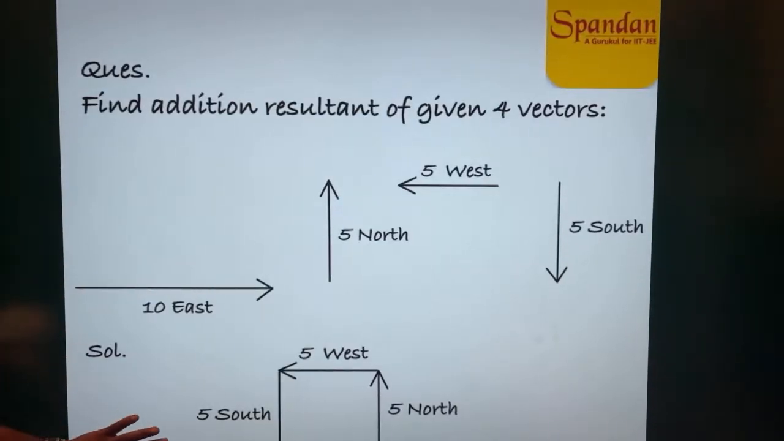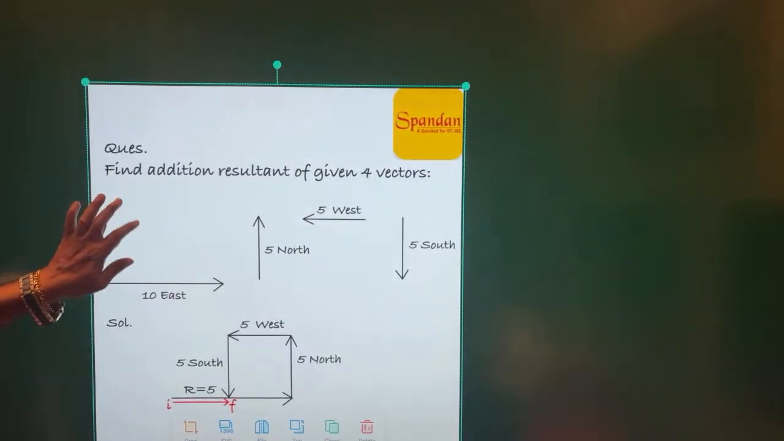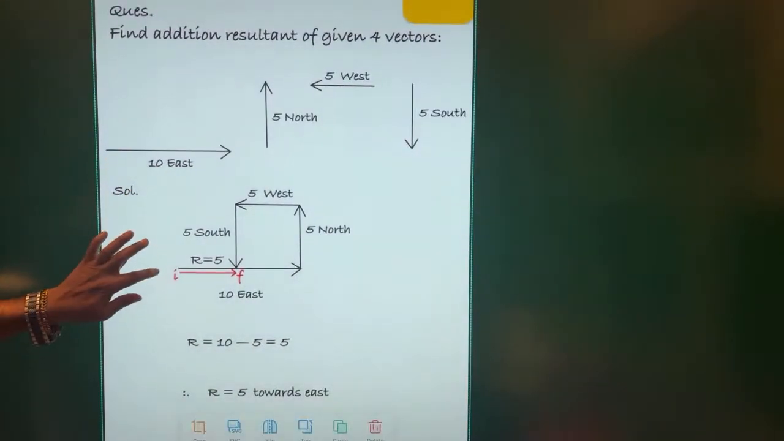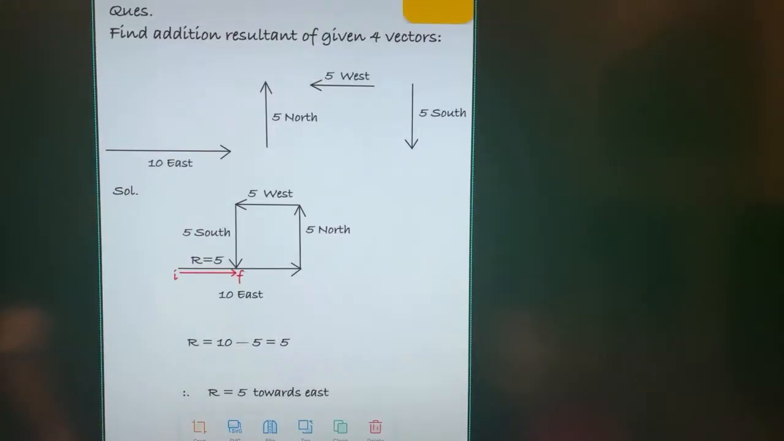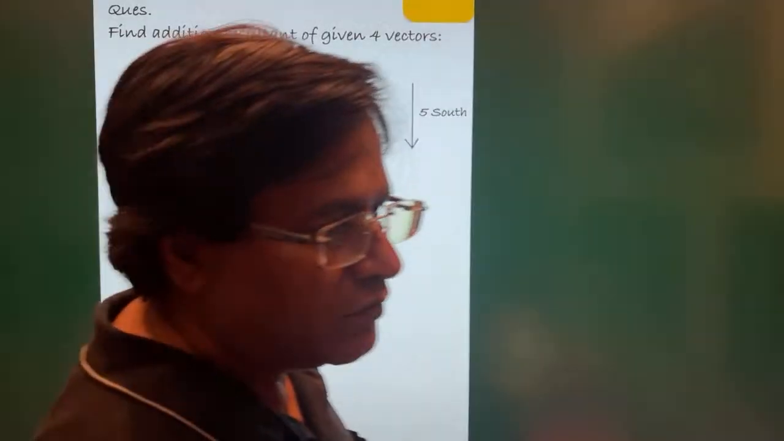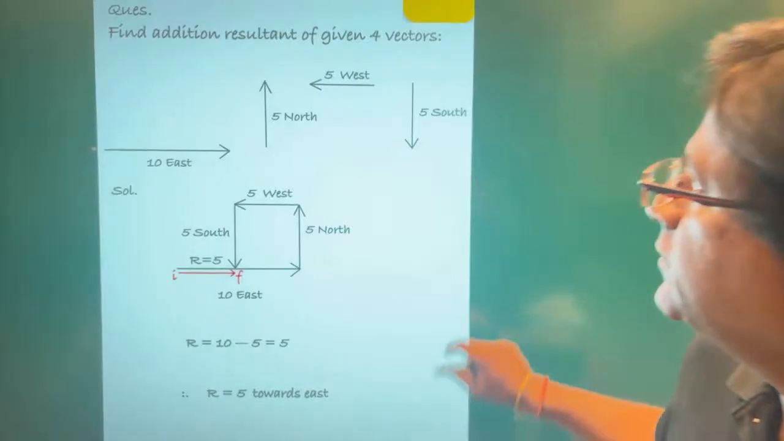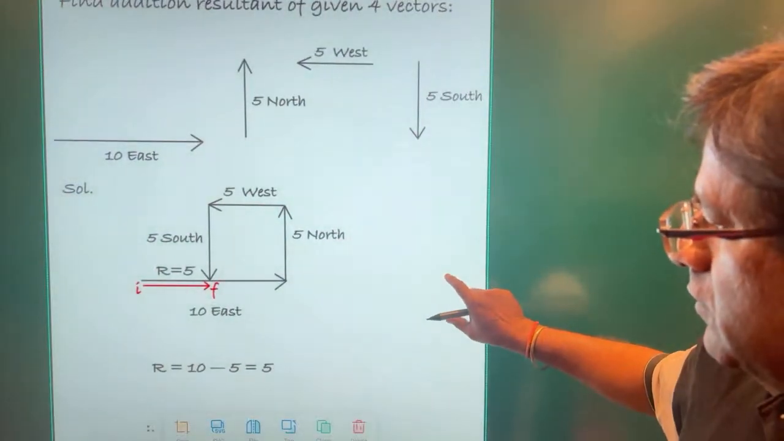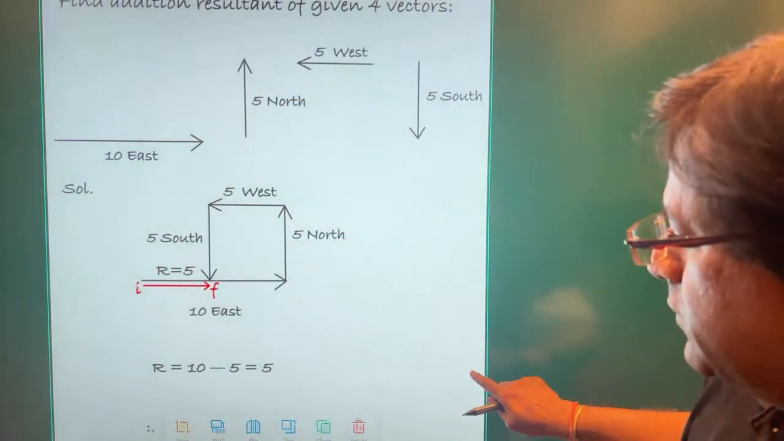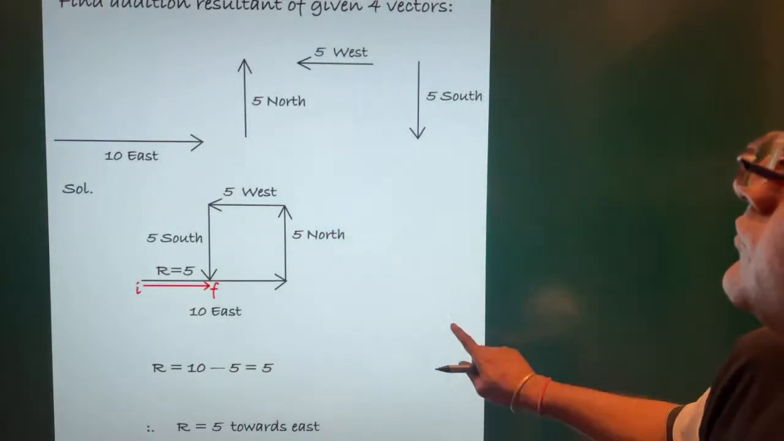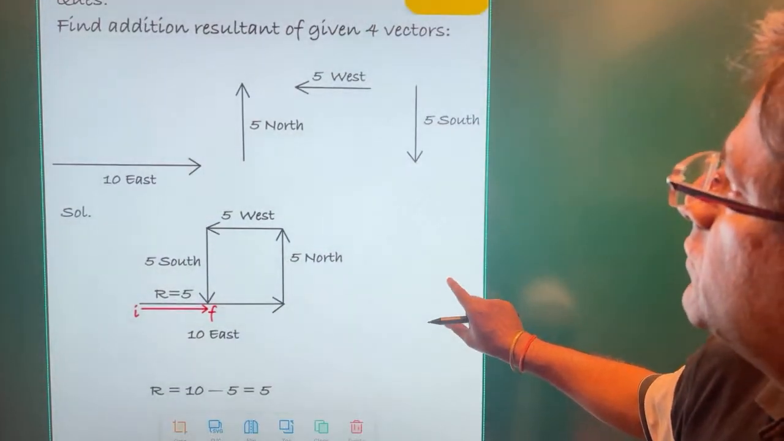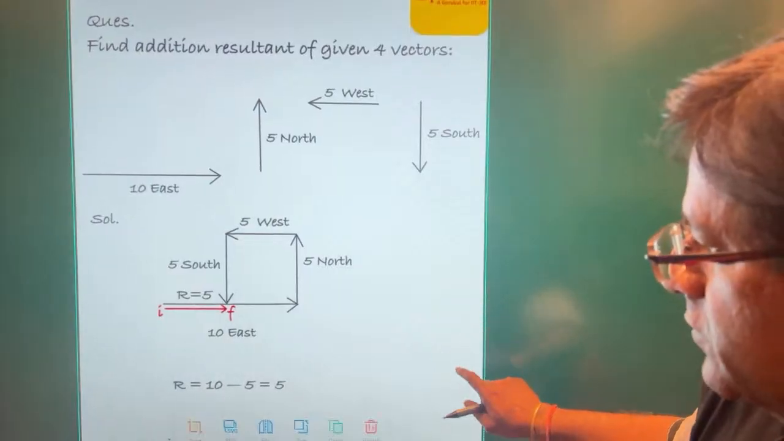So for this we will use this polygon law. Using this polygon law we can find the value of this addition resultant. So find the addition resultant of the given 4 vectors.